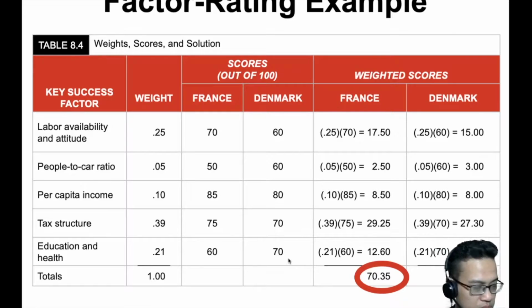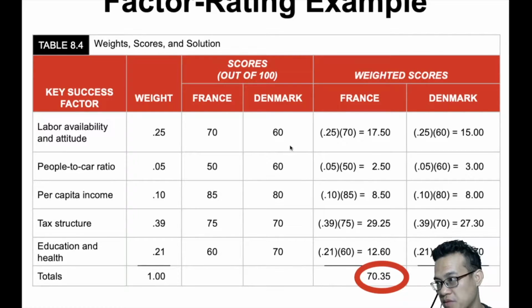And then the next thing to do is to multiply the score by weight for each factor and total the score for each location. So 0.25 times 70 for France, and 0.25 times 60 for Denmark. You calculate all of these weighted scores for each key success factor, and then sum up all the weighted scores for each country. Then the next thing to do is to conclude. We can conclude that France's score is much higher, meaning that it is considered better than Denmark.